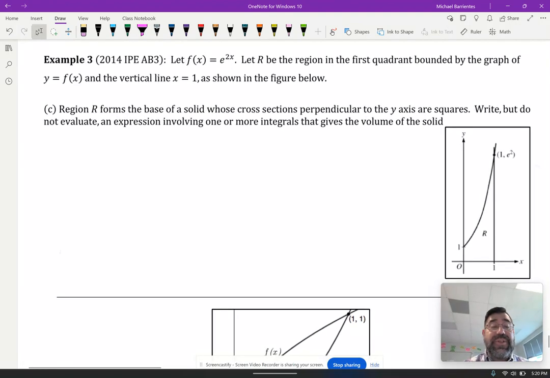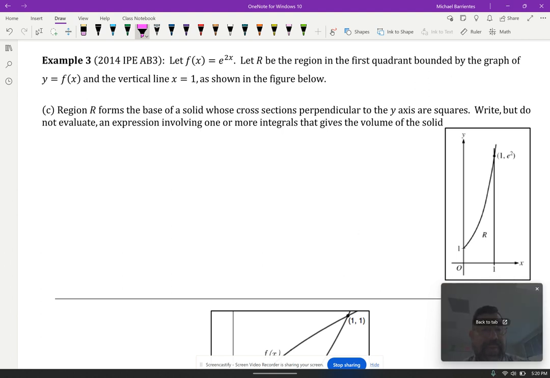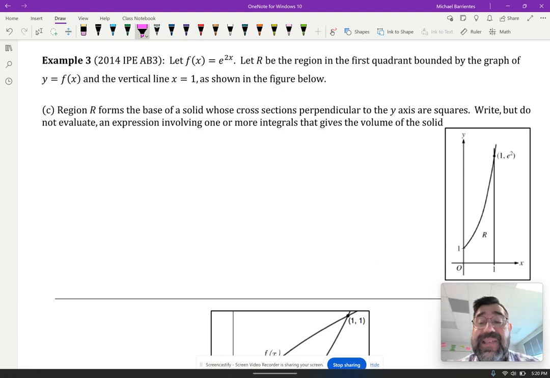A little bit closer to our current year, 2014. Let f of x be e to the 2x. Awesome. Let R be the region in the first quadrant bounded by the graph of f of x and the vertical line x equals 1 as shown in the figure below. Region R forms the base of a solid whose cross sections perpendicular to the y-axis are squares. Write but do not evaluate an expression involving one or more integrals that gives the volume of the solid.